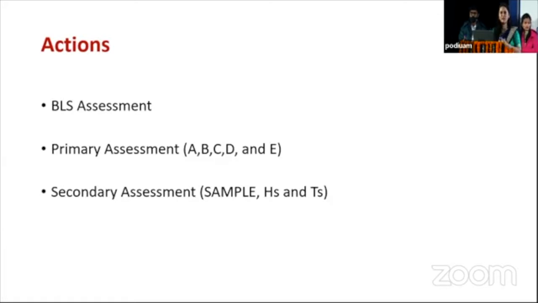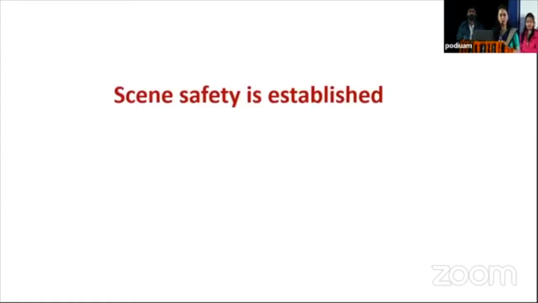Now, what should be the actions for the systematic approach? The actions are divided into 3 important steps: BLS assessment, that is basic life support assessment, primary assessment, and secondary assessment. These are the 3 actions which we have to take. But how do we approach these 3 actions?